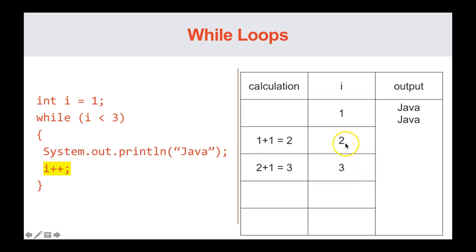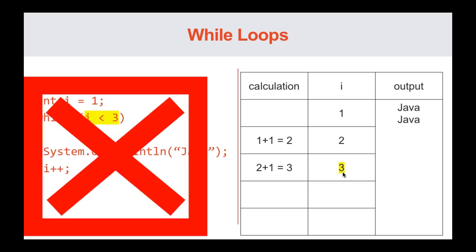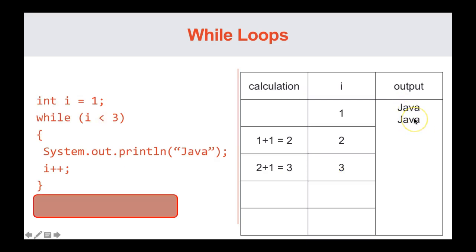So I is equal to 2, which is what it was before, plus the 1, which is now equal to 3. And we're going to pop back up and we're going to look at our condition. Is 3 less than 3? No, it's definitely not less than 3. So we're done with our loop here, and we only have 2 pieces of output.